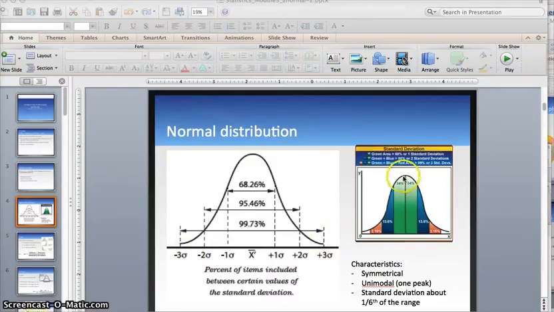The next thing is it's symmetrical. That's important, right? So we have 34% between -1 standard deviation and the mean here, and then we have 34% between the mean and +1 standard deviation. The same thing we have between -1 and -2 standard deviations, 13.6%, and between +1 standard deviation and +2 standard deviations, 13.6%. That is always the same.